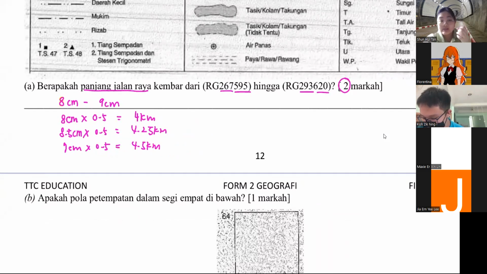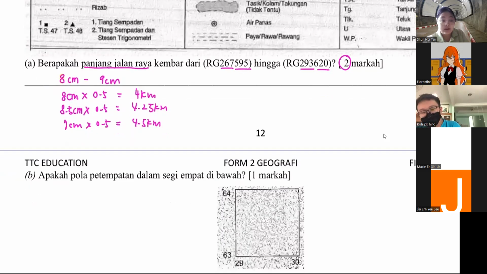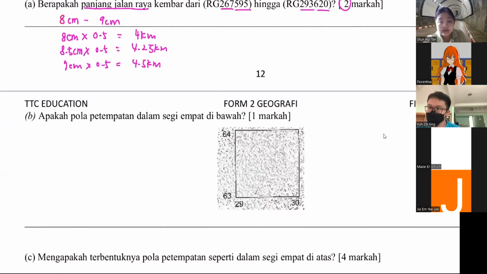Now, other than asking you to calculate, just to let you know, normally, if they ask you to calculate the panjang, they won't give you 10 questions of measurement. Don't worry, because their main aim is to ask you to explain things. All right, so you will see, they might ask you, apakah pola petempatan di segi grid di bawah? So they ask you, within the range of these, okay?